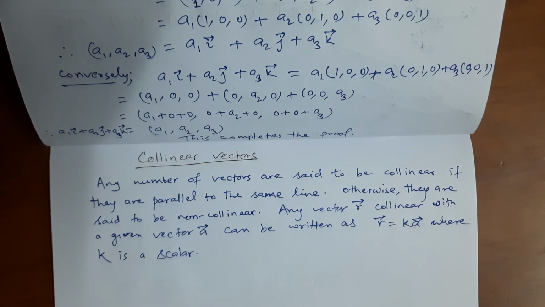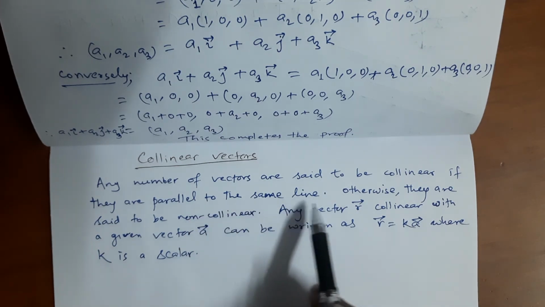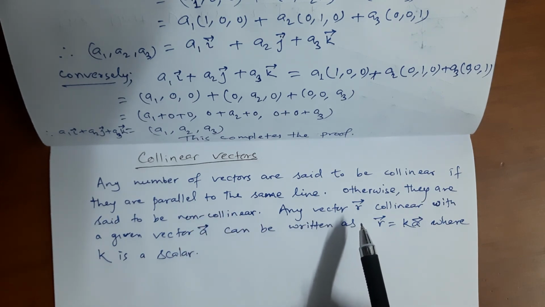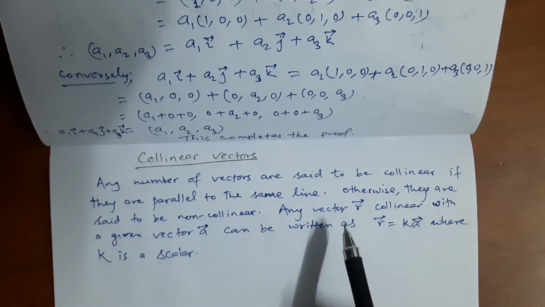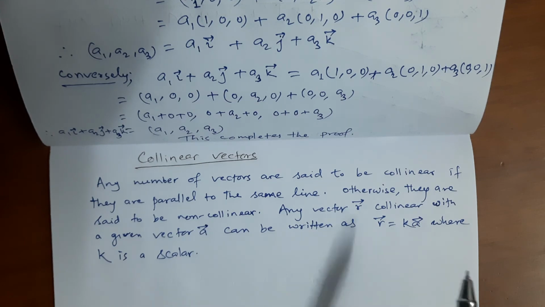And parallel vectors are also of two kinds: like and unlike. They may be like vectors, meaning they have the same direction, or unlike vectors, meaning they have opposite directions. In both cases they are said to be collinear.